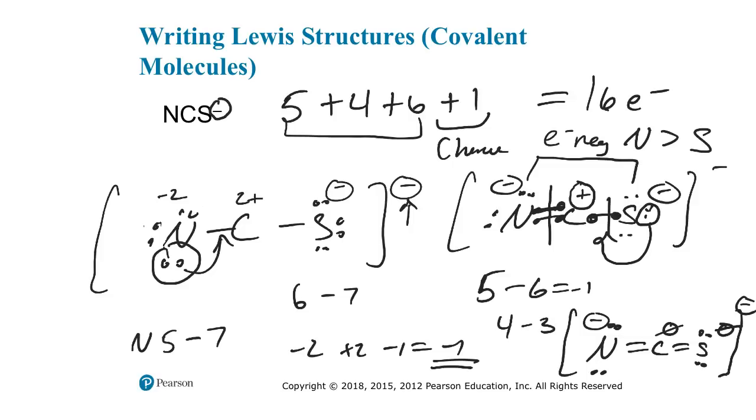If we had used this structure instead, what's wrong with it? Well, we have a formal charge of 0 on the more electronegative atom and minus on the less electronegative atom. So that would be a poorer structure. This would be the best Lewis structure for NCS minus.